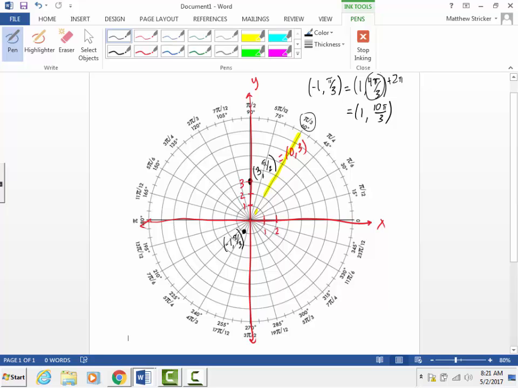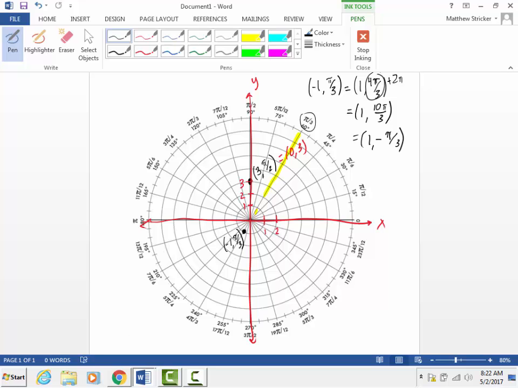Anybody else? You think of another one? That was the other one. There's an infinite number of these, but yeah, how about 1 comma negative pi over 3? What does it mean if we make our angle negative? Elijah? Yeah, instead of going counterclockwise, we go clockwise pi over 3, which takes us to right here. Questions?